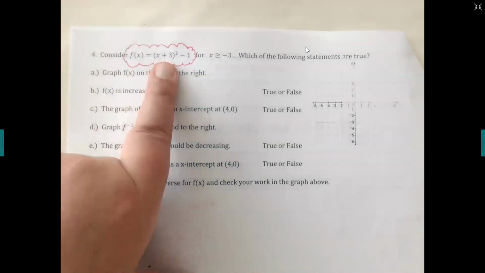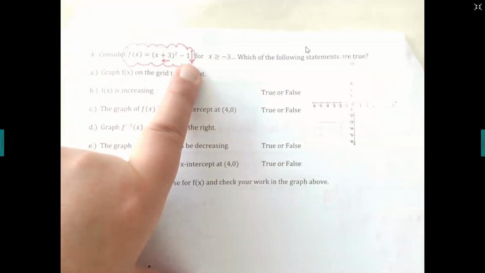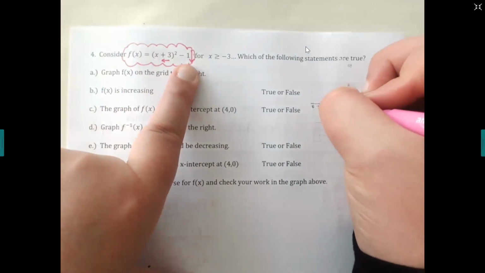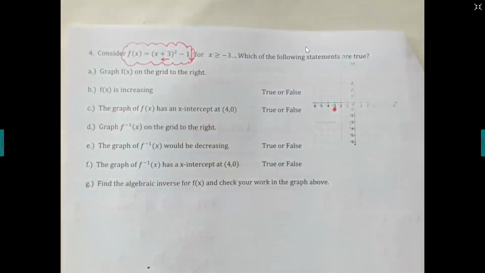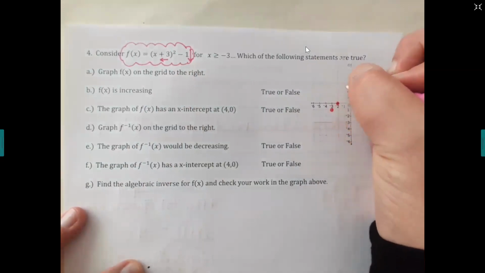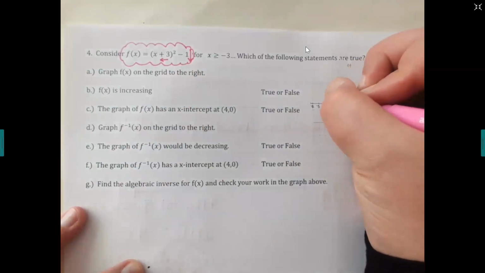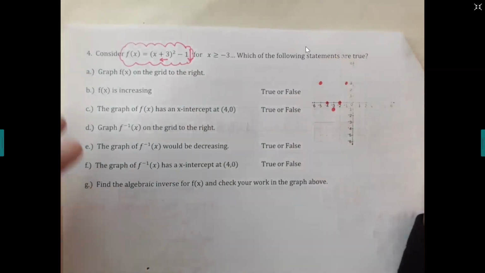Now, which way am I going to shift it with the plus 3? To the left 3. So we'll go left 3 and then down 1, right? So go left 3, down 1. Okay, and then I want you to place your dots. Remember, for the parabola, you're going to go over up 1, over up 3. Do not connect your dots. Just draw them for now.